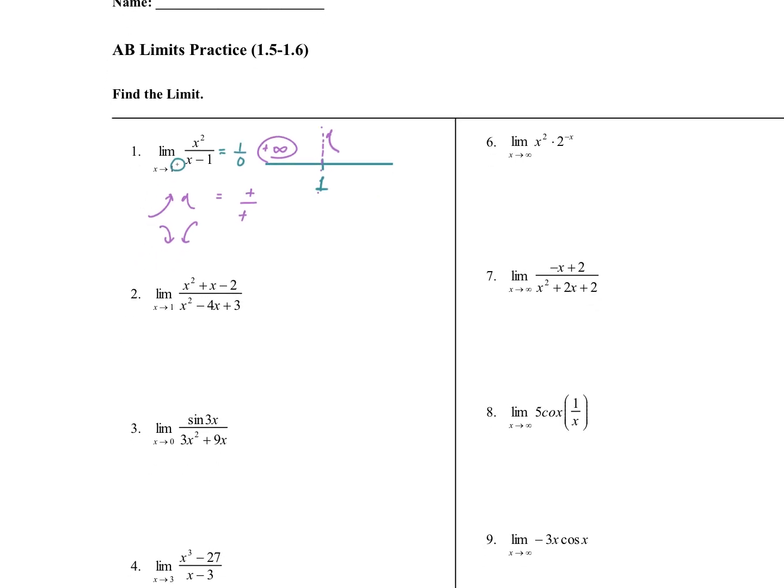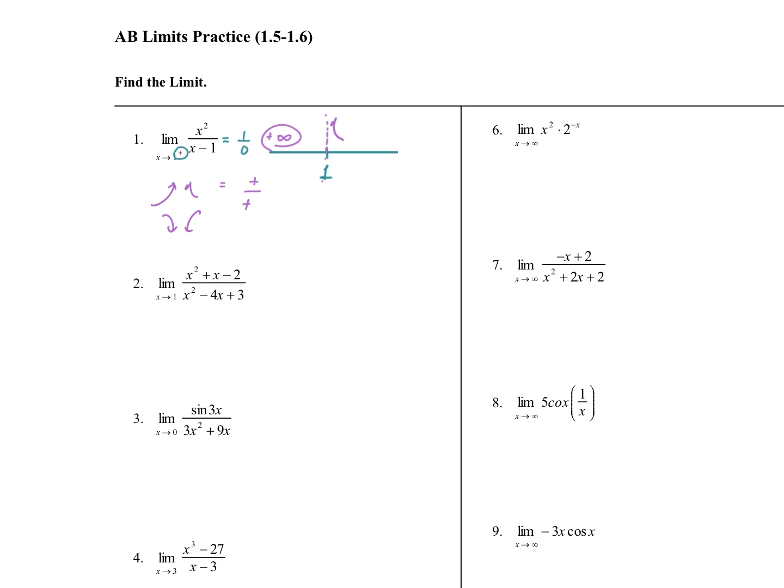For number 2, I'm just going to go ahead and factor it because I'm not really sure what's happening here. There might be a vertical asymptote, but I'm not sure, so let's just factor it. You've got the limit as x goes to 1. I've got x plus 2, x minus 1 on top. On the bottom, we have x minus 1, x minus 3. So we have a hole. We remove that, so this is just a normal question.